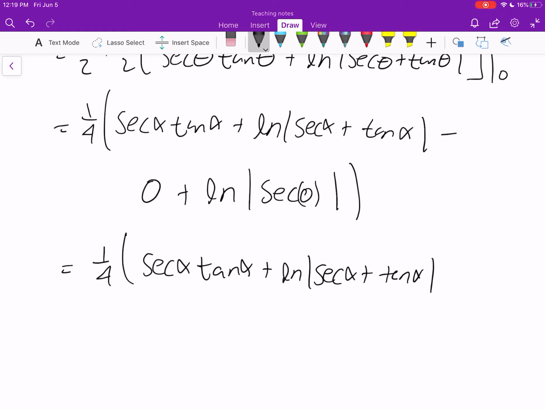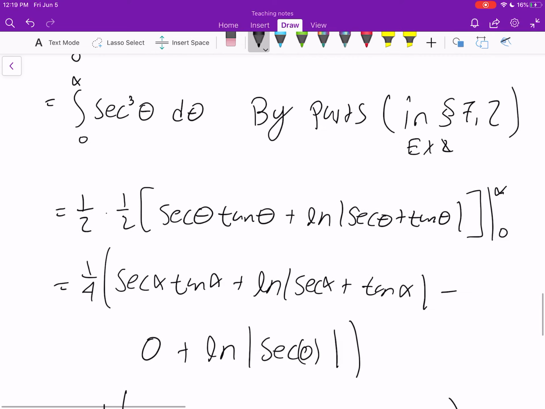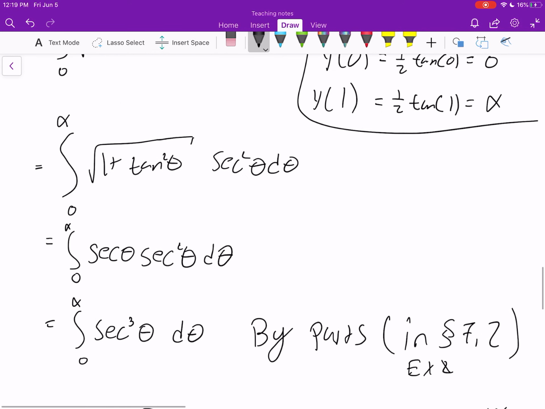And then secant of 0 is 1 over cosine of 0. Cosine of 0 is 1, ln of 1 is 0. So all that stuff I'm subtracting off is actually 0. And this is my final answer here. You could evaluate this with a calculator if you want. The book goes through and does it one more time. I'm not going to do that, because I wouldn't expect you to do that. Again, remember alpha is just shorthand for 1/2 tangent of 1.